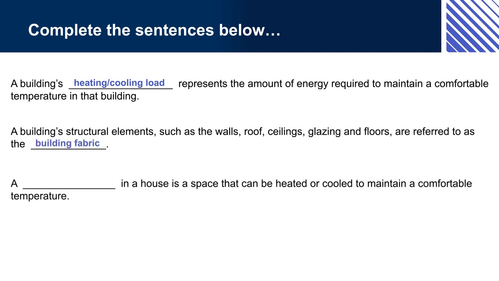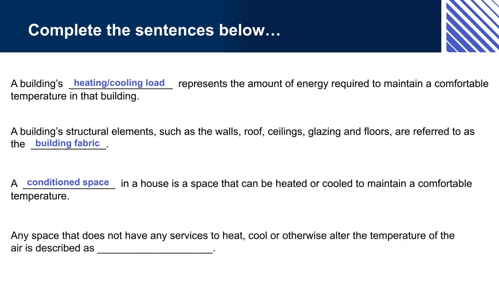A conditioned space in a house is a space that is heated or cooled to maintain a comfortable temperature. The answer is conditioned space. Any space that does not have any services to heat, cool, or otherwise alter the temperature of the air is described as what? The answer is an unconditioned space.